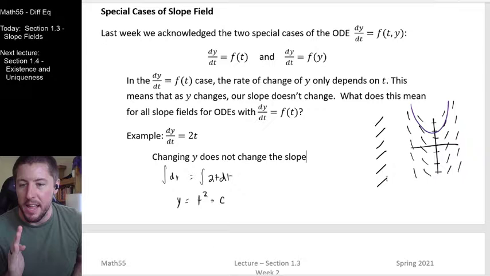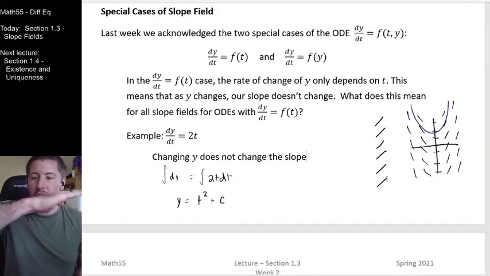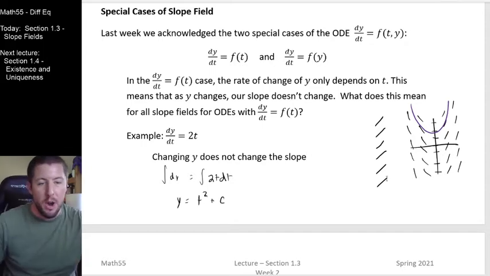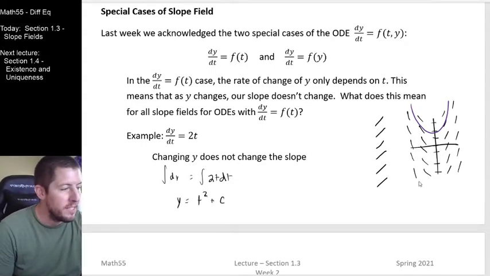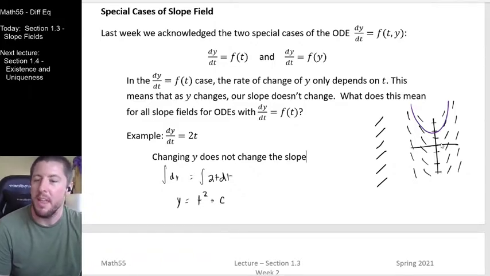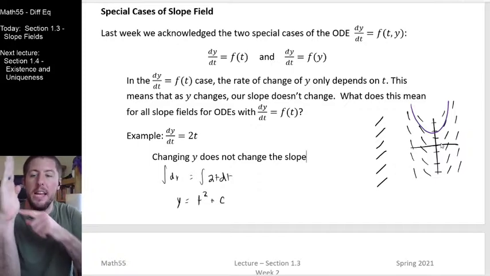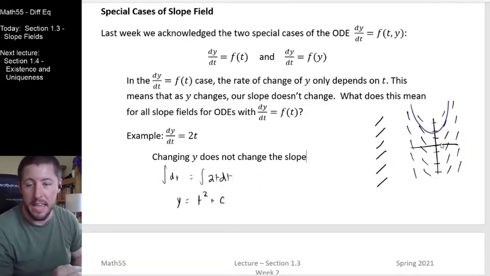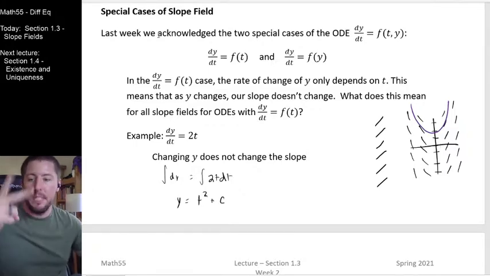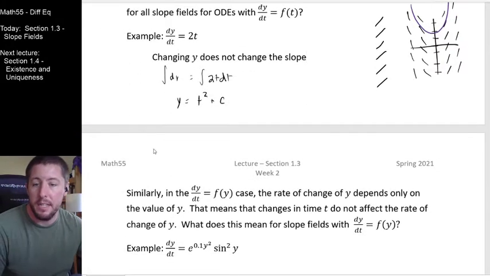So it seems to me like in this case, we could have just drawn one row of slopes, because notice here that every row is the same. The bottom row of slope lines is the same as the second, same as the third, same as the fourth. Each of those rows matches because each slope line in a column is exactly the same because there's no dependence on y. So we should see the opposite behavior when we look at our second example here.